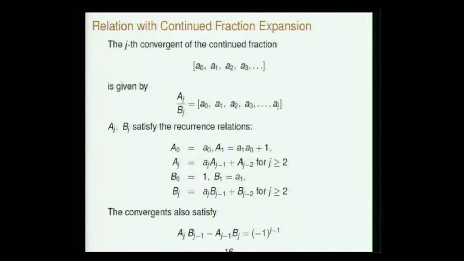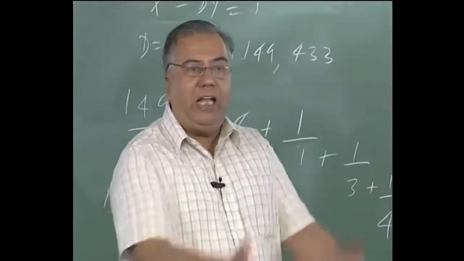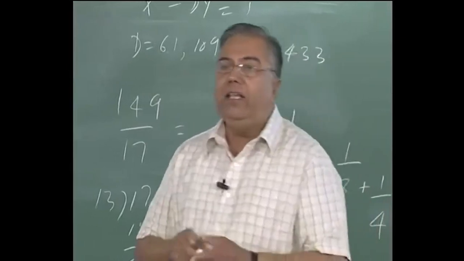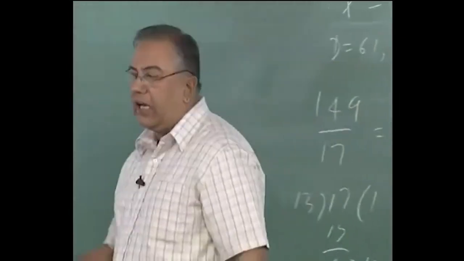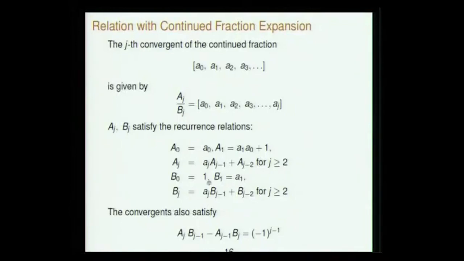So these convergents satisfy recurrence relations. These are essentially what is there in the Valli process of Aryabhata. This calculating the convergent backwards is the Valli. These recurrence relations are essentially the Valli relations. This a0, a1, a2 are the quotients that come in the mutual divisions of the Bhajya and Bhajaka in Kuttaka. And these convergents have to satisfy this property: aj bj minus 1, aj minus 1 bj is minus 1 to the power j plus 1.